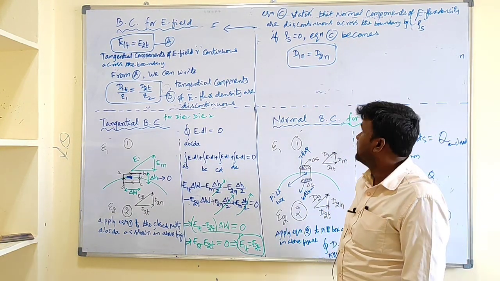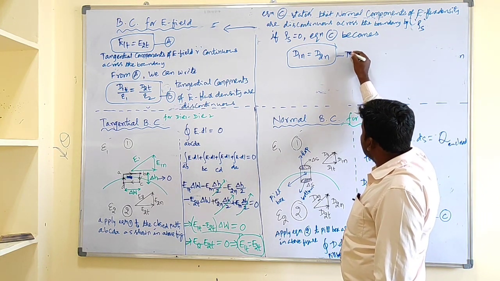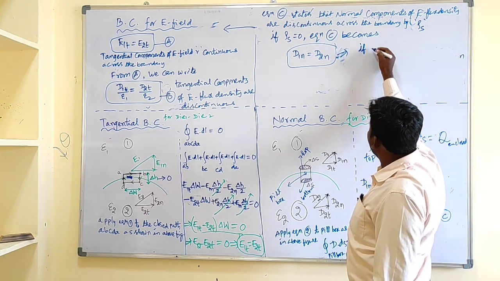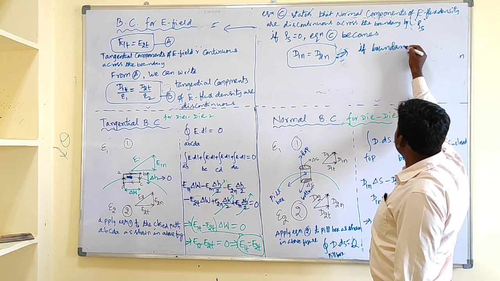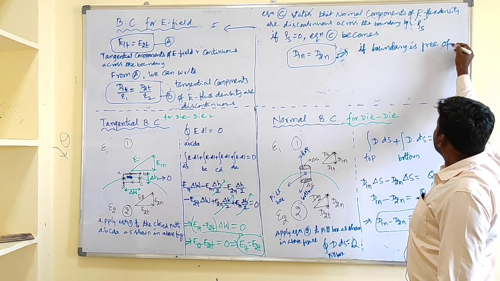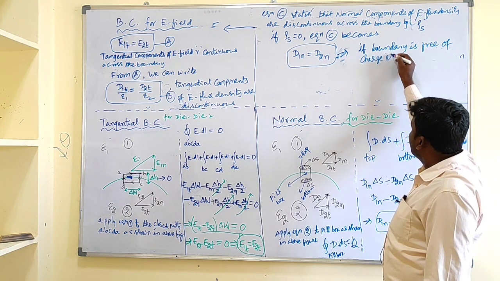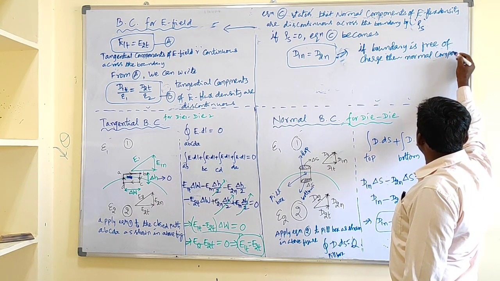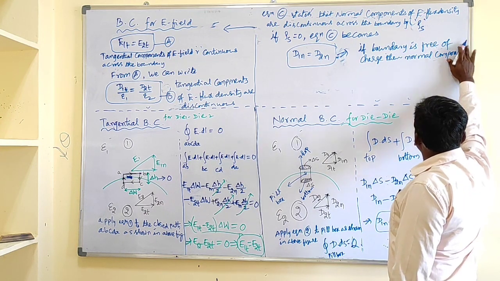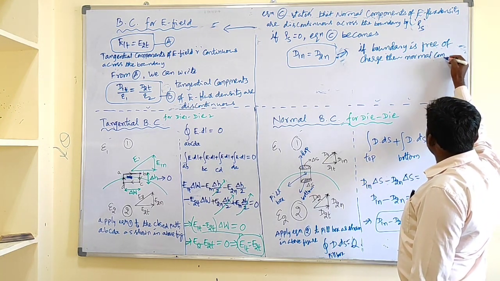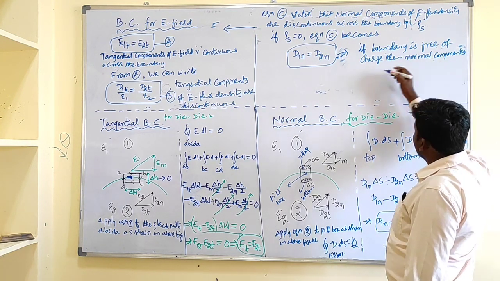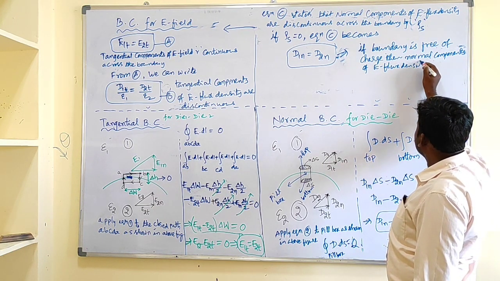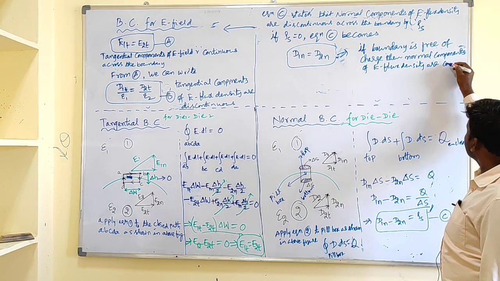D1n equal to D2n. This is equation D. If the boundary is free of charge, then the normal components of electric flux density are continuous across the boundary.